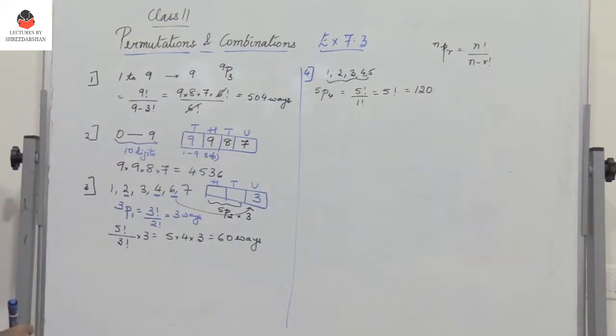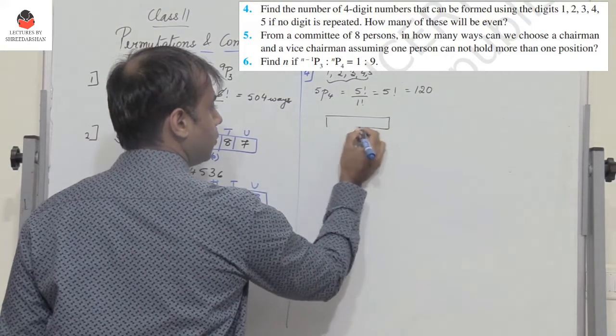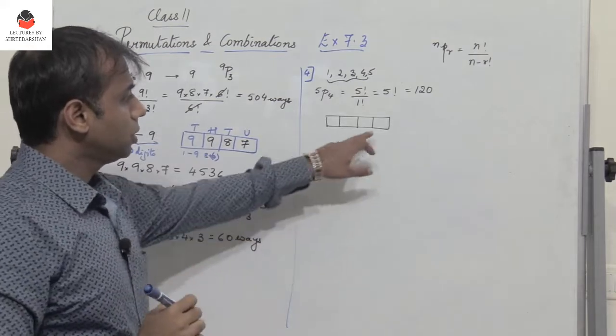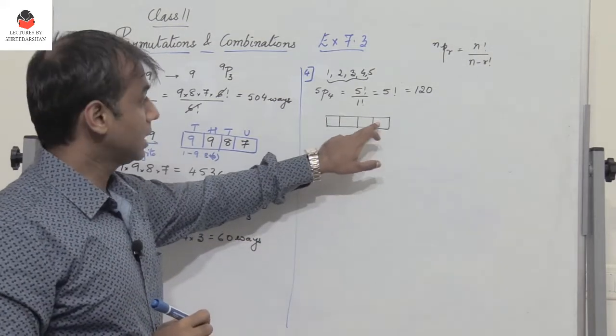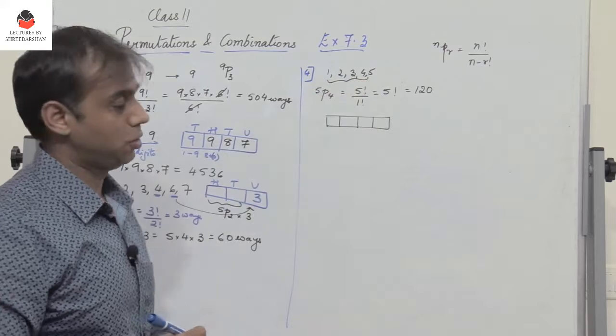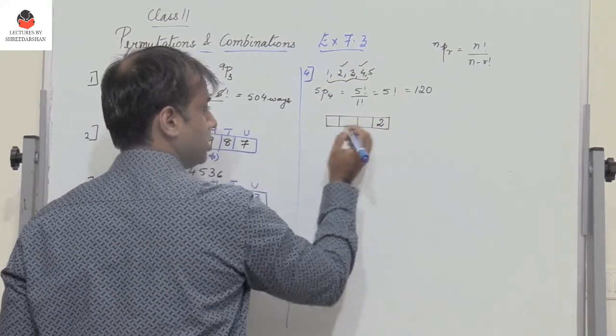The next part is how many of them will be even. Now for even, I have a 4-digit number. Now if the number has to be even, then the units place can only have the digits 2 and 4, right? So there are 2 ways. So 2 or 4. So there are 2 ways here.